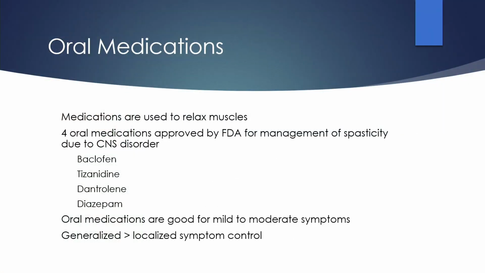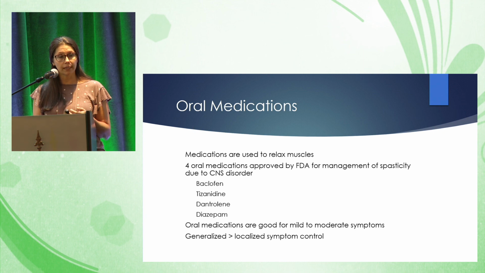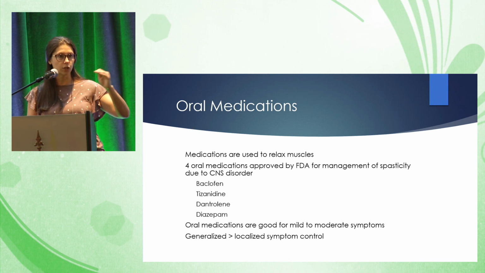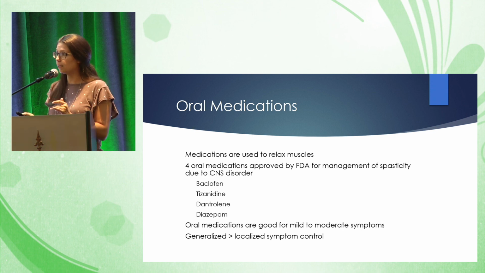So looking at the oral medication options, I'm focused on these. There are a lot of medications out there. These are the ones technically approved through the FDA. There are a lot of other medications that we're using second line that we get benefit from as well. You want to think about oral medications for maybe mild or moderate cases of spasticity. They can be used in more severe cases, but you want to think about the possibility that you'd need multiple different types of therapeutic options to get control, typically.